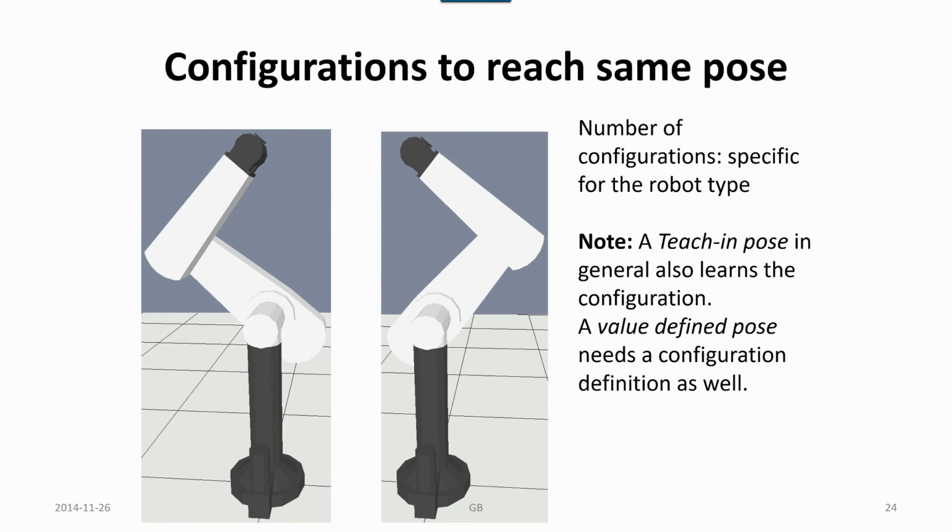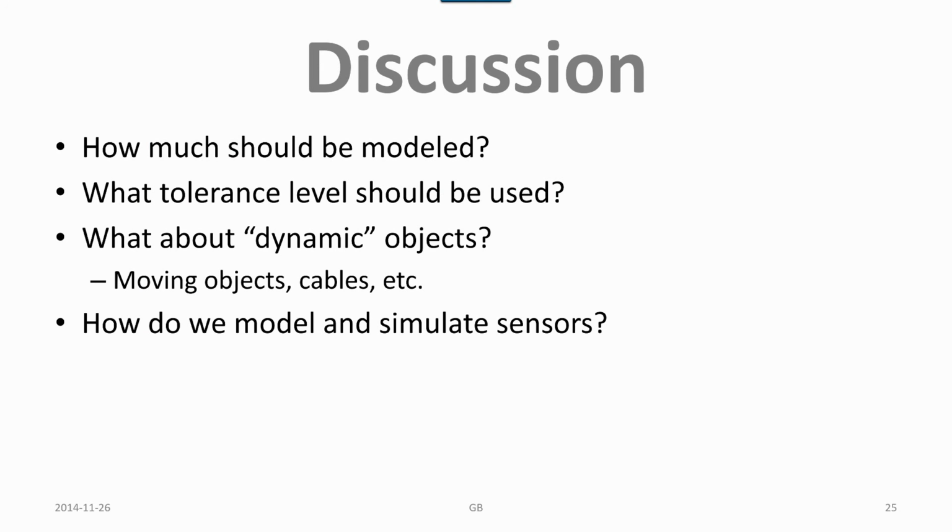And yeah. So one can think about how much should be modeled when we do some kind of modeling for simulation. What tolerance levels should be used, and what dynamic objects, meaning moving objects, cables, and so on. And how do we model and simulate sensors? In principle, I would say that you shouldn't model more than what is necessary. What is the purpose of the simulation? What is the purpose of the programming effort?